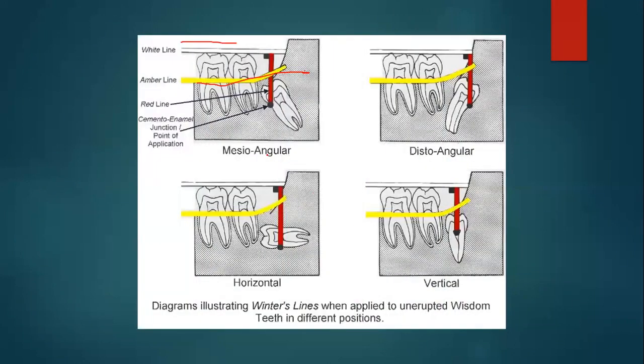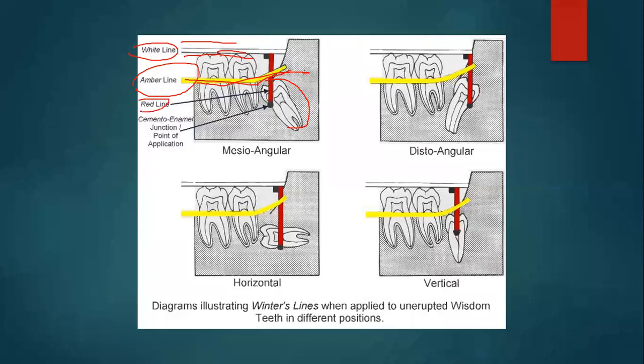So it can be explained very well with the help of this diagram. This is the white line and it is letting you know the occlusal plane. Here your teeth are in occlusion. And then this is the amber line. The amber line is telling you the amount of the bone level. So this is the alveolar bone. As you can see, the third molar is impacted here. And then there is the red line.